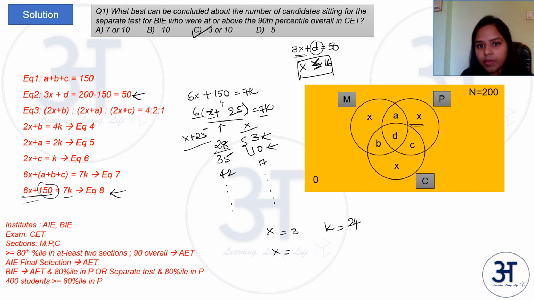If x is equal to 10, k will be what? This will be 35, 7 5s are 35, 6 5s are 30. So k will be 30. So if x is equal to 3, k equal to 24, x equal to 10, k equal to 30. These are only two possibilities of x and k. Now let's move ahead to question number 2.